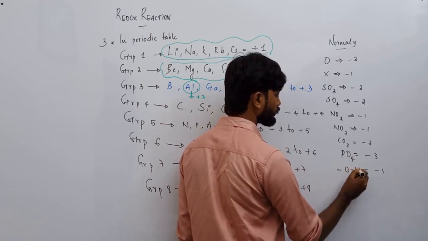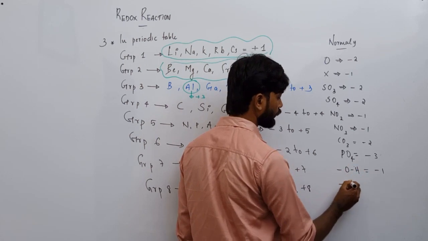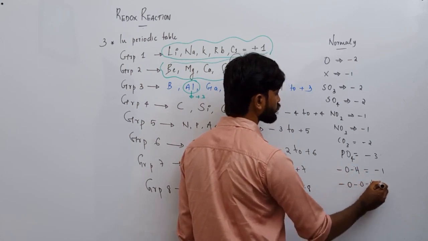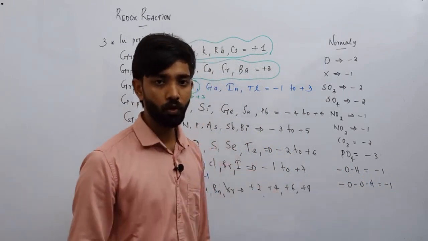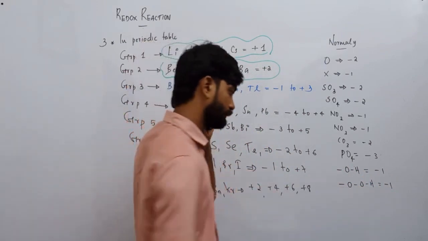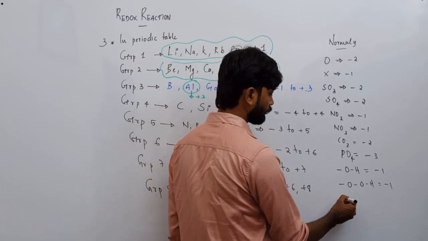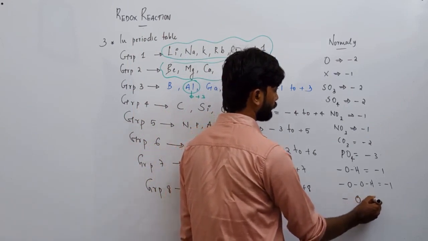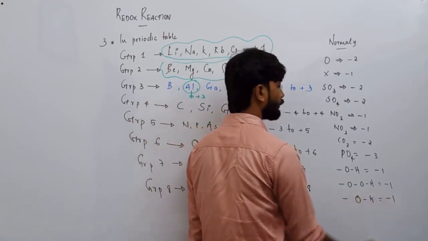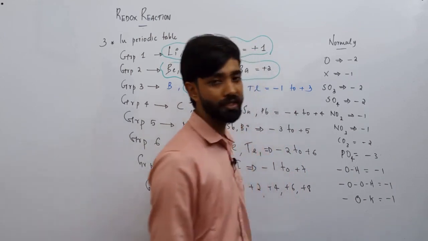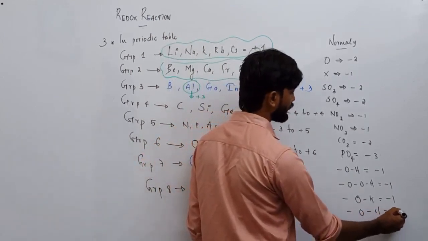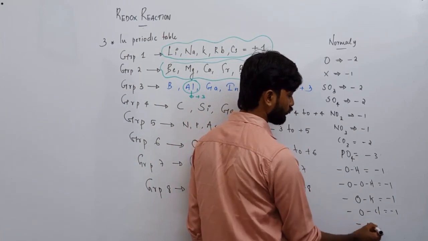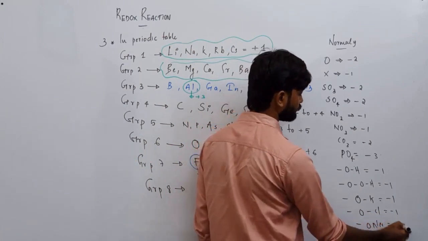OH is -1. OOH is also -1. What do I mean by OOH? It's a peroxy linkage. OOH should be -1. Oxygen with potassium, OK, is also -1. The whole charge of OCl is also -1. The whole charge of ONa is also -1.